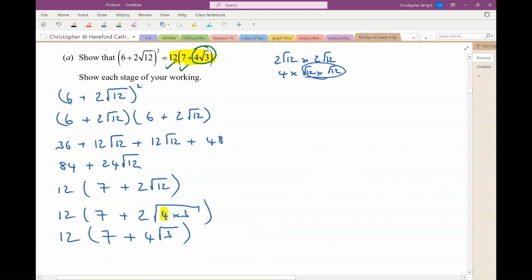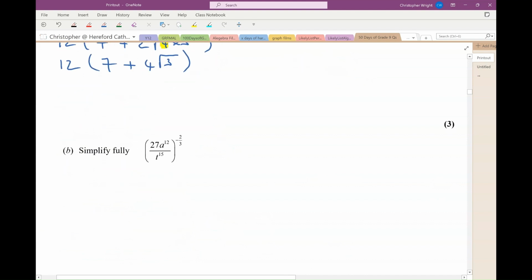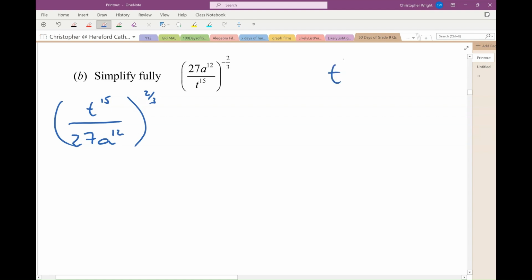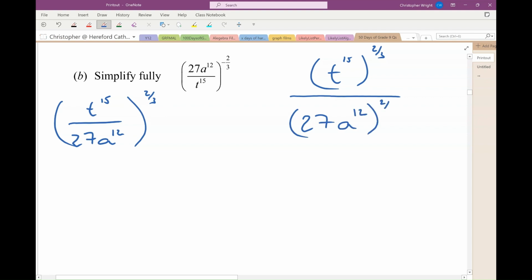Okay, let's have a look at part B. All right, I've got an algebraic fraction here, and the first thing I notice, it's to a negative power. So I'm going to write down the reciprocal of that fraction. I'm going to flip it over, and now that is to a positive power. Okay, now I'm going to think about this as being t to the 15 to the power of 2/3 over 27a to the 12 raised to the power of 2/3.